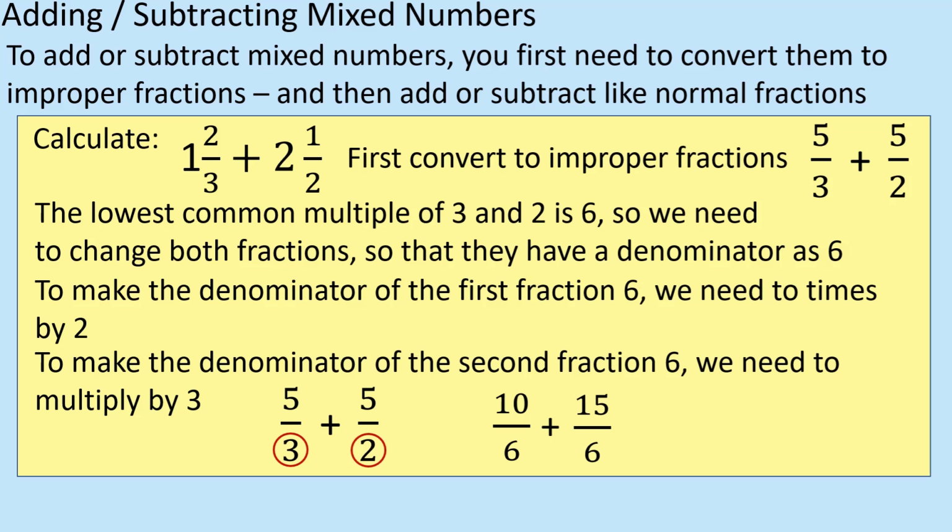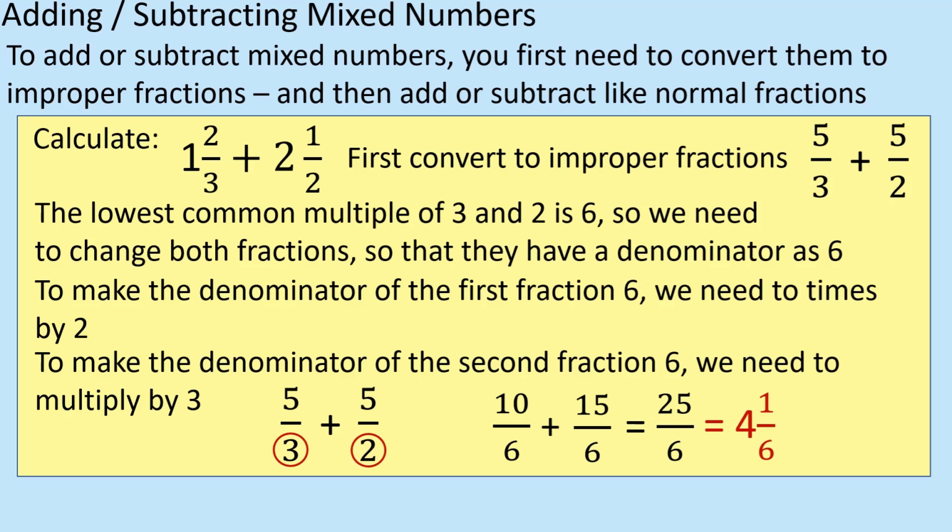And then I can add the top two, which is 25/6, which again is still top heavy. So I now need to convert that back into a mixed number. So how many 6's go into 25? 4 with 1 left, so it's going to give me 4 1/6. And that's my solution.